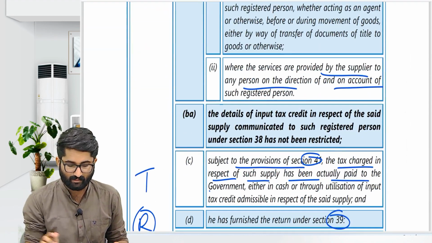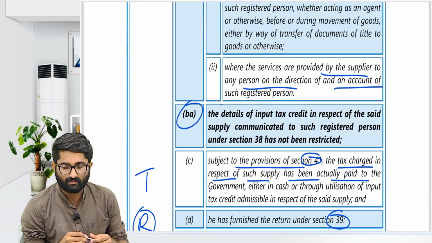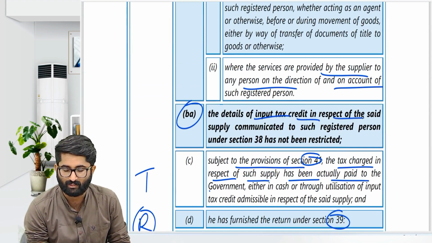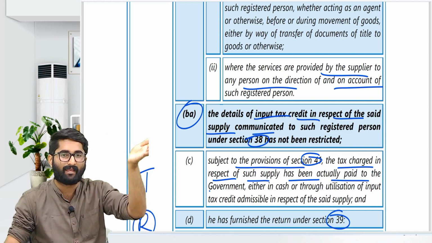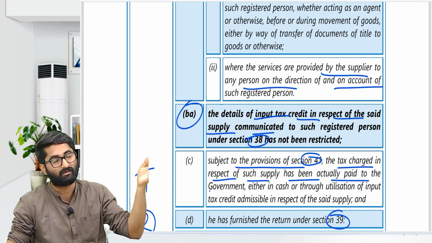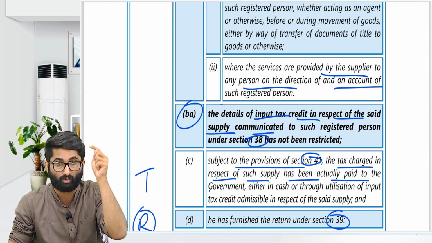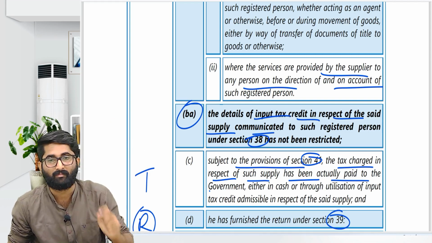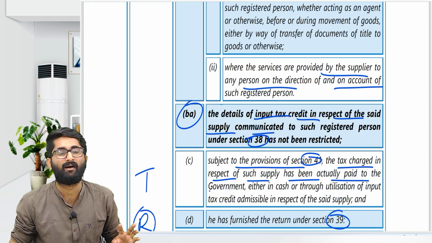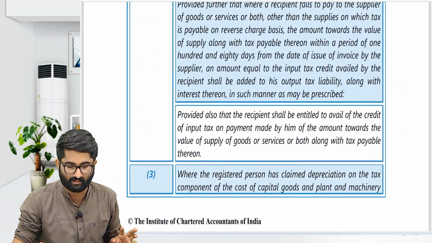And BA says that details of the input tax credit in respect of the said supply should be communicated. So the same thing I explained in AA itself. He has to file in GSTR1 and that has to appear in my 2B. It has to appear in my 2B, only then I can take the ITC, otherwise I cannot take ITC. This is given in section number 16.